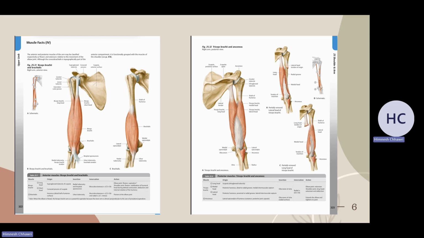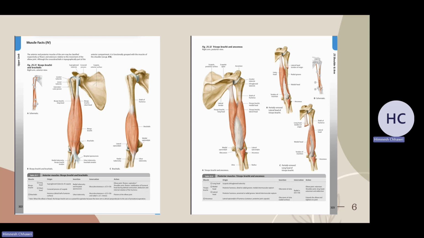Posterior compartment, radial nerve. What do we have in the posterior compartment? We have the triceps brachii. Don't forget brachii because there's triceps surae as well. Triceps brachii muscle. The triceps have three main heads because triceps is a three-headed muscle. It has the long head, the medial head, which is hidden behind, and then we have the lateral head. Long, medial, lateral.